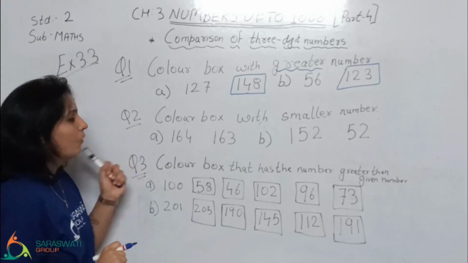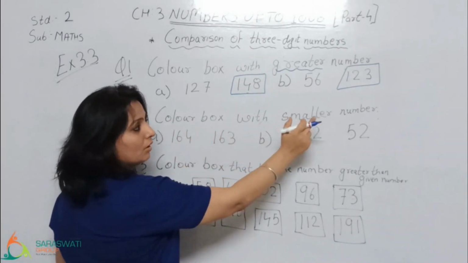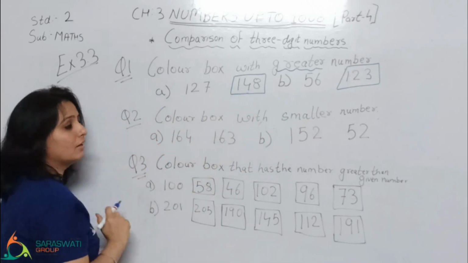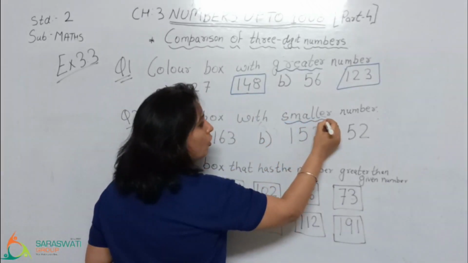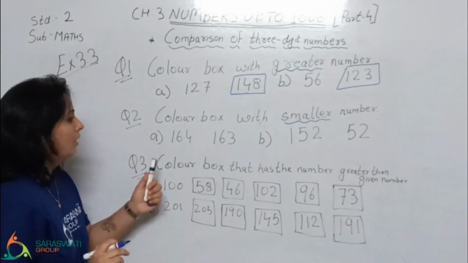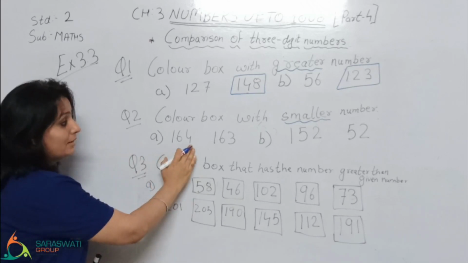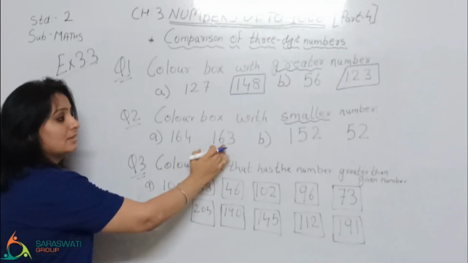Now, moving on to the second question. Color the box with the smaller number. Here we did the greater number, here we have to do the smaller number. So, first of all, let us compare. So, moving on to A, 164 and 163.